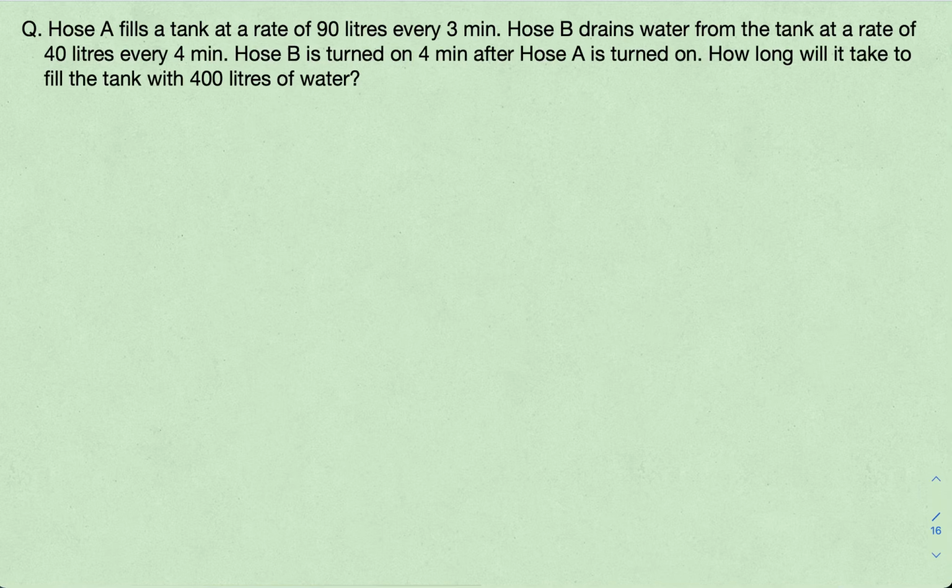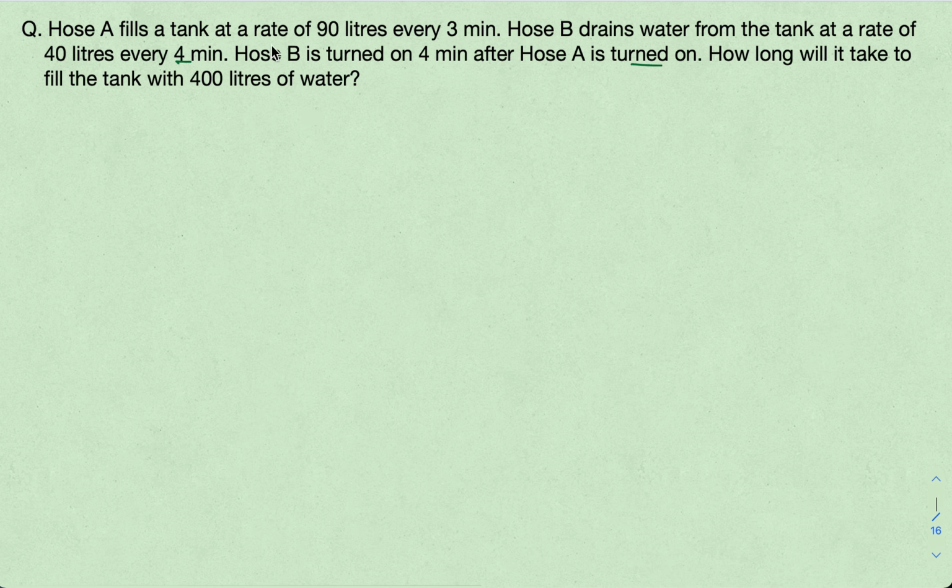So let's do another interesting word problem on rates. Let's read the question first. Hose A fills a tank at a rate of 90 liters every 3 minutes. Hose B drains water from the tank at a rate of 40 liters every 4 minutes. Hose B is turned on 4 minutes after hose A is turned on. How long will it take to fill the tank with 400 liters of water?